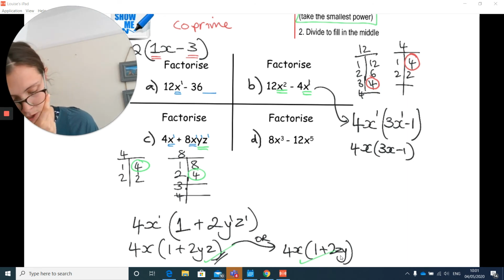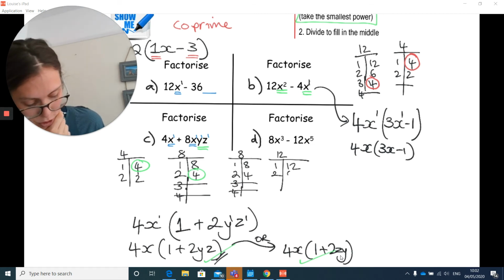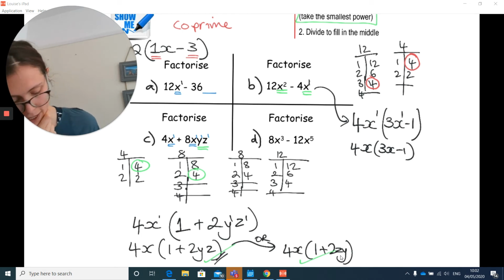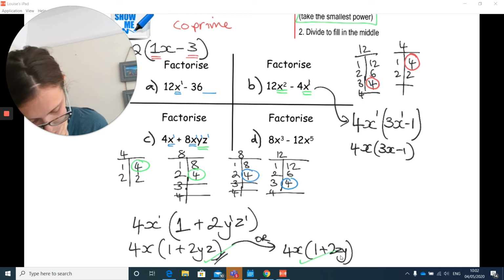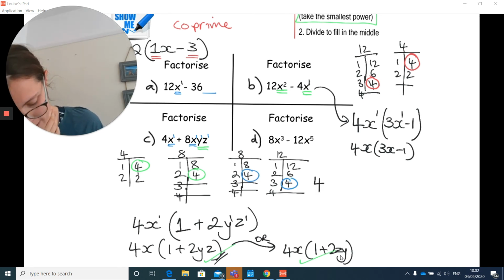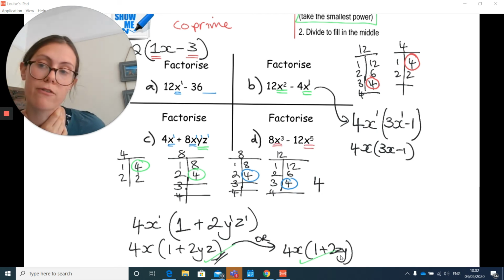Okay, final one. So we've got 8 and 12, so factors of 8. I already had them here, but 1 and 8, 2 and 4, 3 doesn't go, 4 is already on my list, and 12, 1 and 12, 2 and 6, 3 and 4, and 4 is already on my list. So hopefully here we can spot that the highest number on both lists, again, is this 4. So I know 4 is going to come out, so here's the 4. Right, now let's look at our x terms. Well, I've got x cubed and x to the power 5.